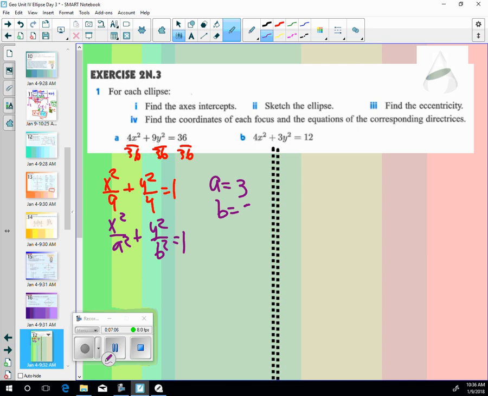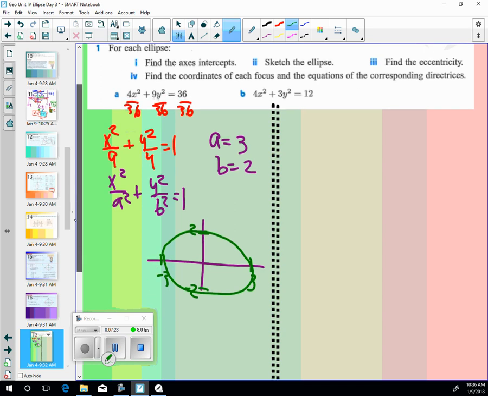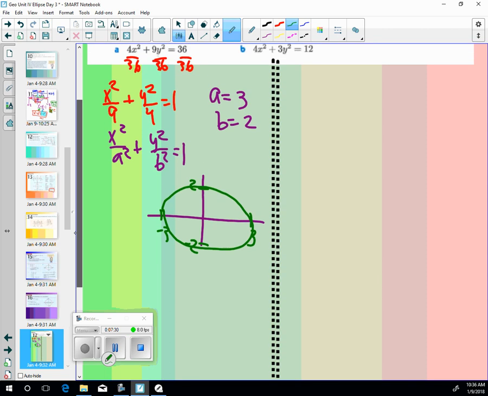Good. 2. So when I'm drawing a picture, we could draw this just from this information. It's going to go up to 2, down to -2, over to 3, back to -3, and it'll make that nice little ellipse. That's all that you really need for drawing it. But we're going to find e and the directrix and the focus.